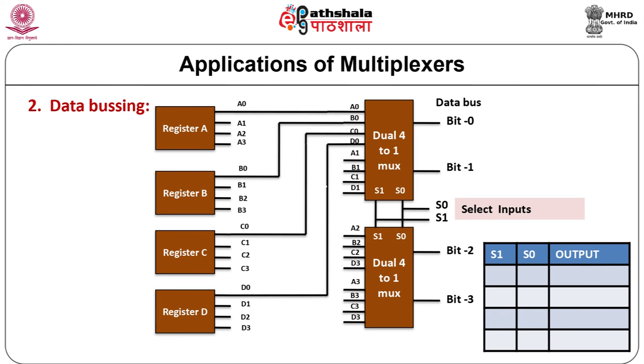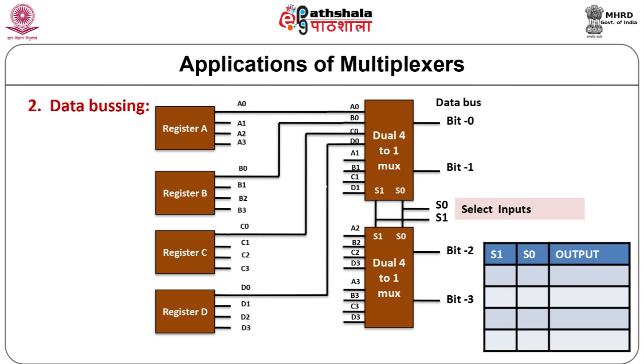Multiplexers can be used to construct a data bus structure for microprocessors and microcontrollers. In this case, multiplexers are used in such a manner that they accept data from various multiple-bit sources, for example registers, and connect the desired source to a data bus under the control of select inputs. Let us now consider the construction of this data busing structure.